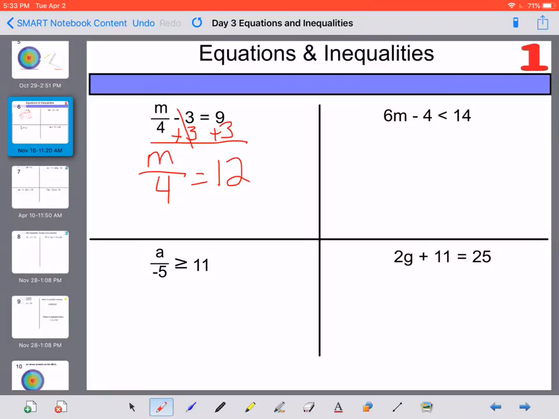Now we still need to get m by itself, so m is being divided by 4, so what we're going to do is the opposite, so multiply by 4. When we do that, we get m equals 12 times 4, which becomes 48. So m equals 48.